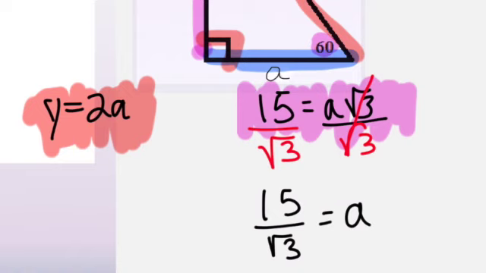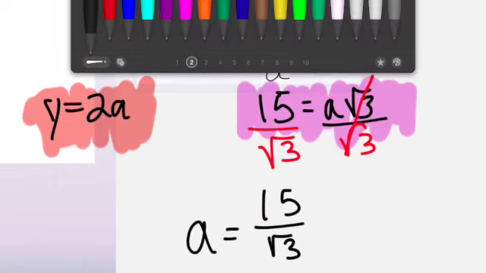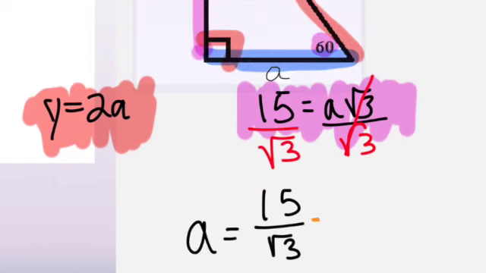So I'm going to have to simplify. I'm going to have to multiply the top and the bottom by radical 3. Let me go ahead and put the a on the other side, that way we can have the room to do it. So multiply the top and the bottom by radical 3.